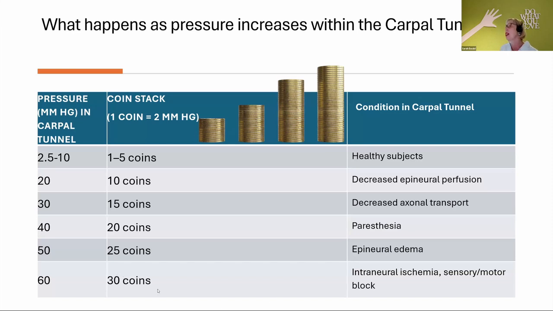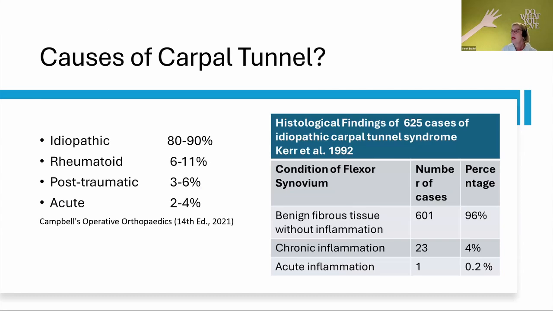If we get to 30 coins, all stacked up, that's quite a stack of coins here, but sitting on that single neural point, then we're looking at what's called intraneural ischemia. That means the blood isn't really getting through there. Our nerve is not really getting any more blood. And we have what's called a sensory and a motor block. That means basically the nerve, because there's so much pressure in there, is no longer able to transmit a signal. Just to give you some idea of what we're talking about there.